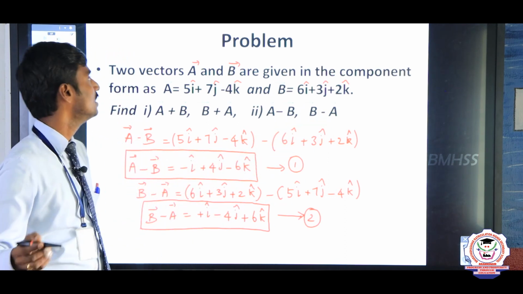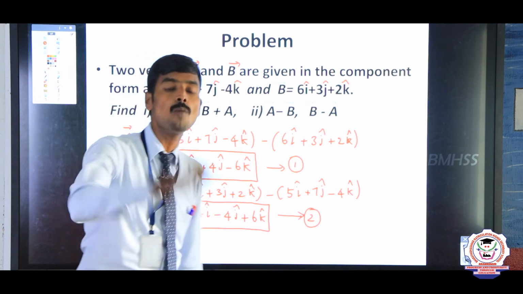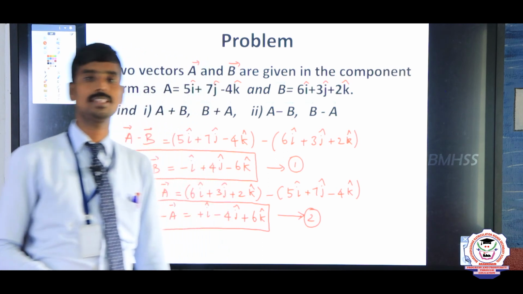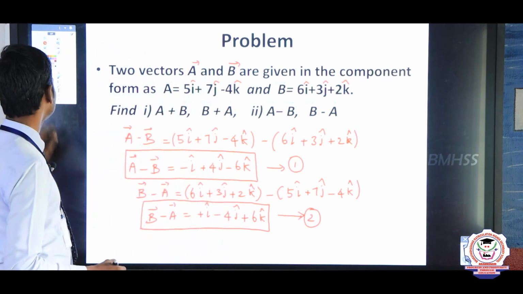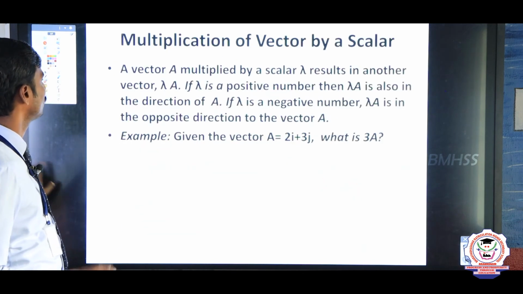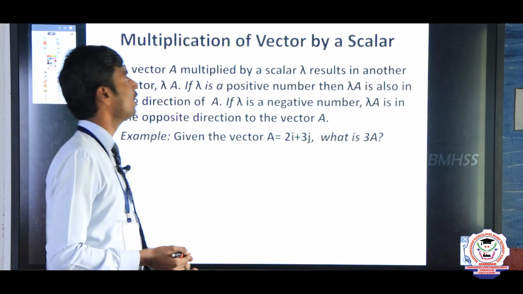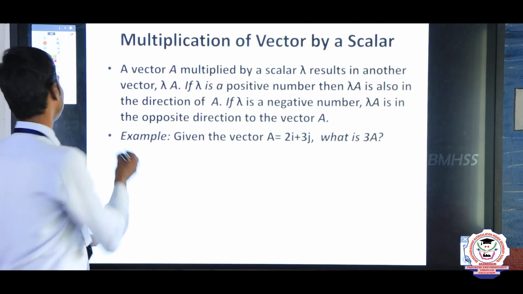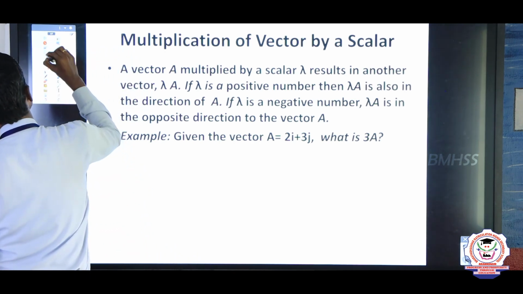Okay, this is the subtraction of two vectors using the component method. So the next one is multiplication of a vector by a scalar. See here, this is very important. Multiplication of a vector by a scalar.